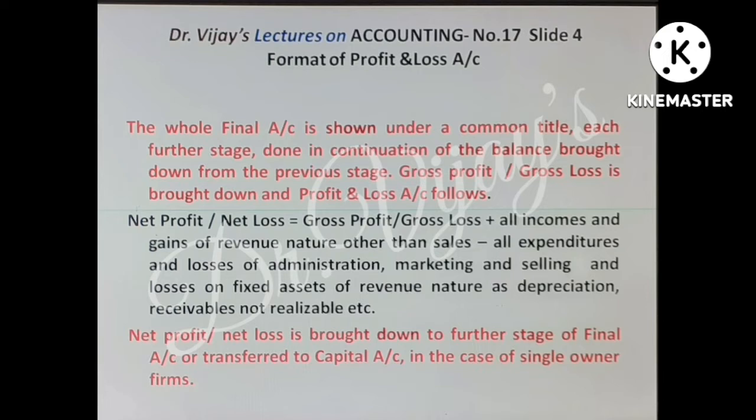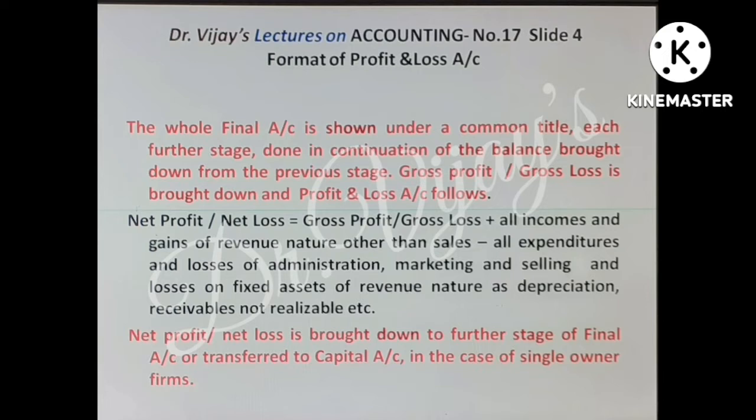The formula is net profit or net loss equals gross profit or gross loss plus all incomes and gains of revenue nature other than sales, minus all expenditures and losses of administration, marketing and selling of goods, and losses on fixed assets of revenue nature, such as depreciation, receivables not realizable, etc.